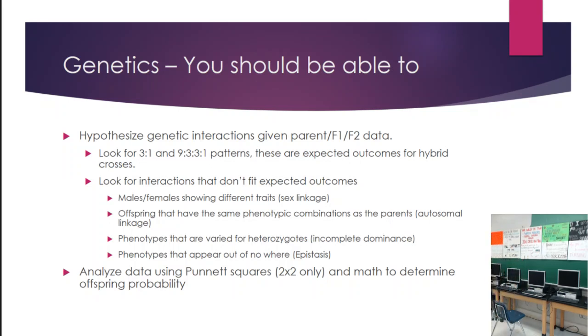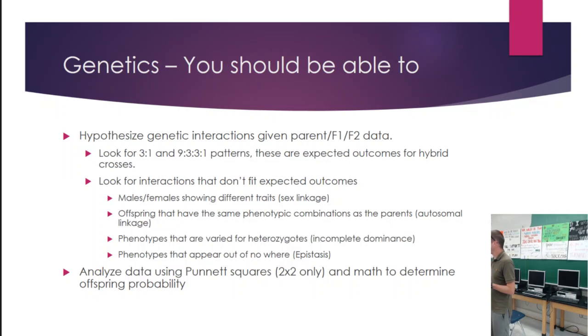Then, if the results don't fit your expected outcomes, you go through this list. If the males and the females show differing amounts of each of the traits, if there's an inconsistency between males and females, then what you're probably looking at is some sort of sex linkage where it's located on the X chromosome.